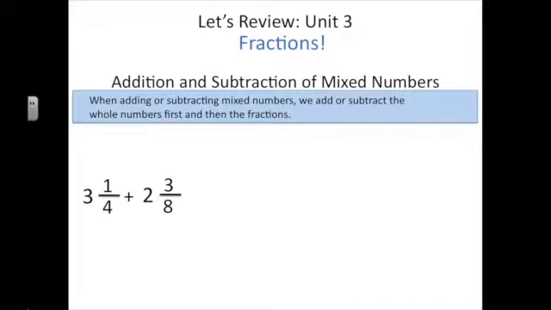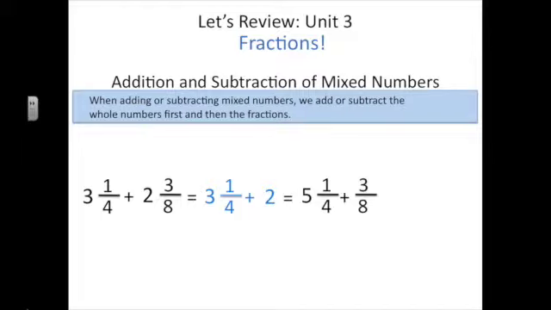When I'm solving this problem, the very first thing I'm going to want to do is add the whole numbers. So I have 3 1/4 plus 2. 3 plus 2 equals 5. And then I will add the fraction to it so that I have a mixed number again, 5 1/4. Now I have to add 5 1/4 plus 3/8 because I only added the two wholes from the 2 3/8.